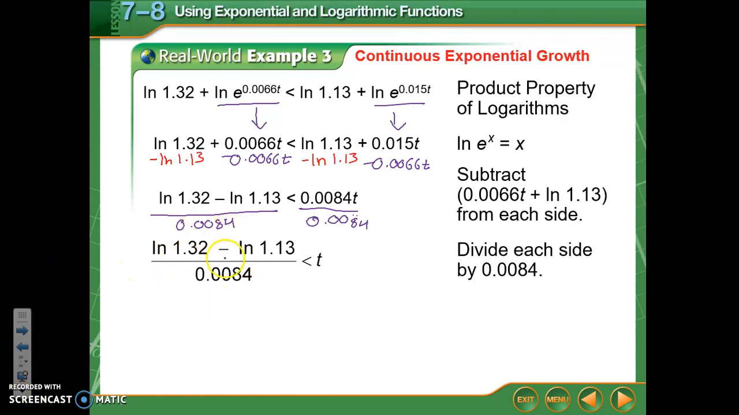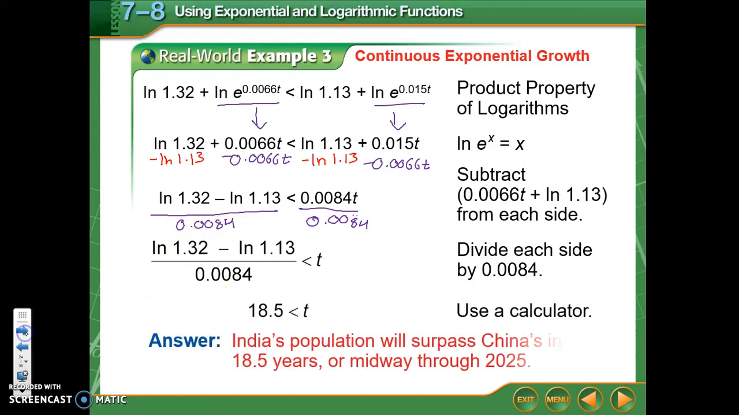So I'm going to use a calculator to evaluate the left side here, and I get about 18.5. So that means 18.5 years. Remember, with word problems, we always have to keep track of our units. So India's population will be greater than China's in 18.5 years, or partway through 2025.